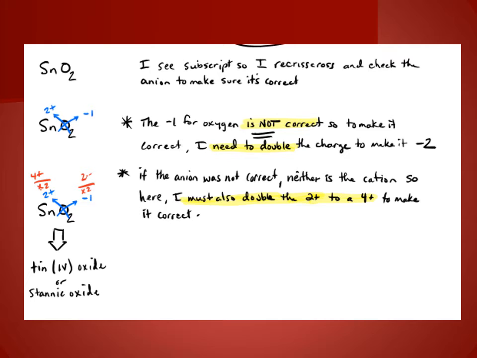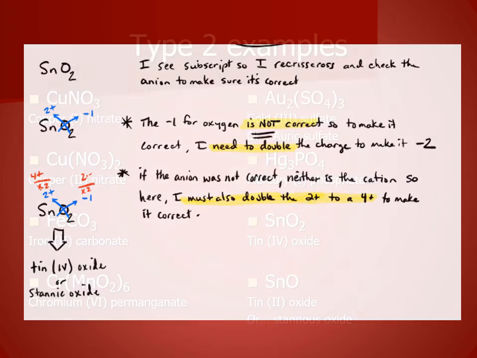Okay, so that is effectively how you go from a formula to a name, which I think is a little more difficult than going the opposite way. And we will then find going from a name to a formula will be our next part of our conversation.